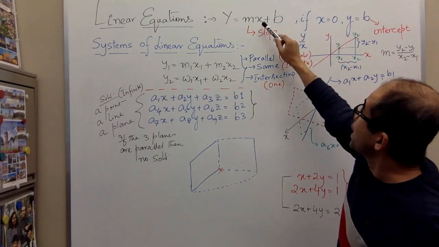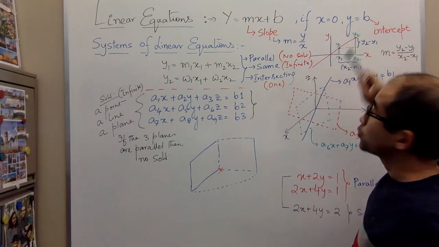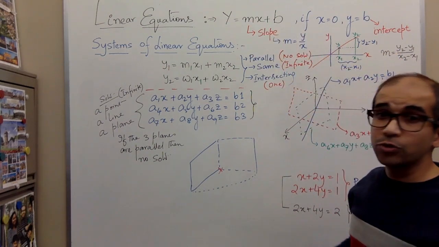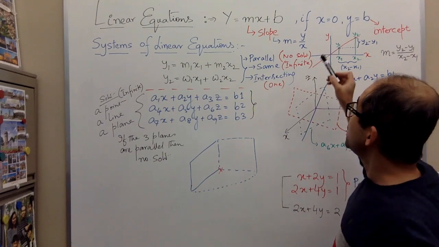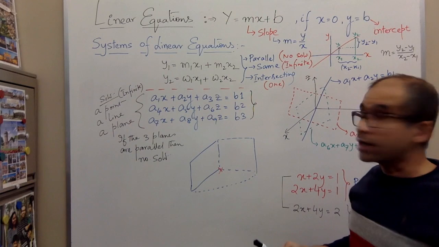Okay, so now what is b? If we make x equal to 0 in this equation, we'll find that y equal to b, which we call the intercept. So in this equation, y equal to mx plus b, which is the equation of a line, b is the intercept and m is the slope, and they are very important parts.